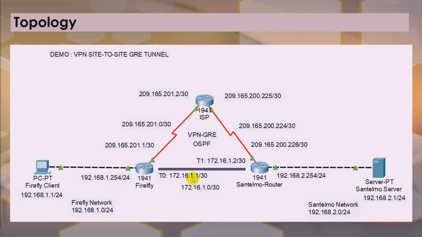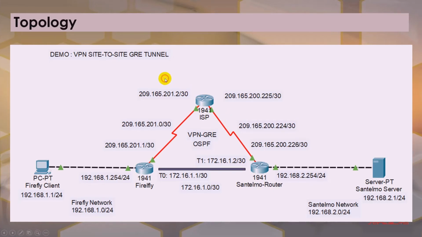We also have other networks here. You've got the Firefly and ISP network, which is assigned 209.165.201.0/30, and the ISP and San Telmo network, which uses 209.165.200.224. We also have here a private network, which we assigned 172.16.1.0/30. This would be the topology that we're going to use on the demonstration.